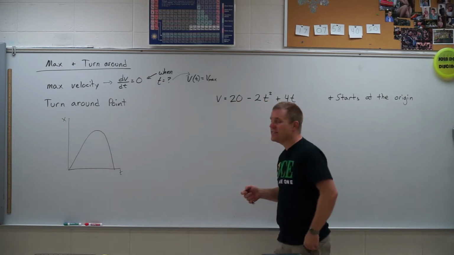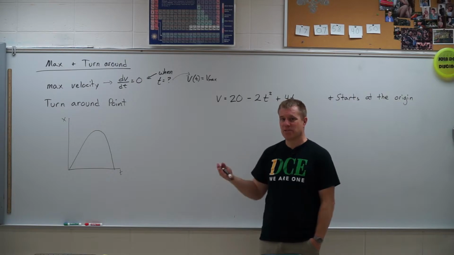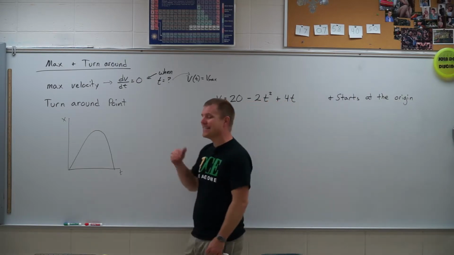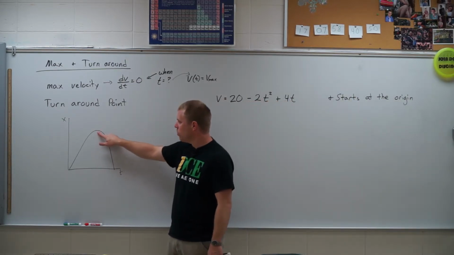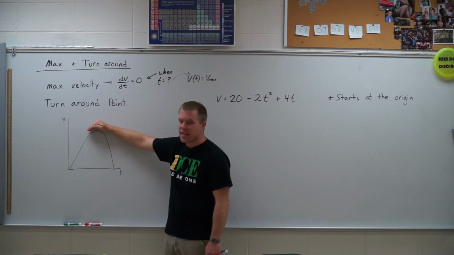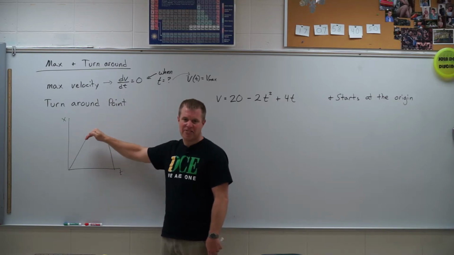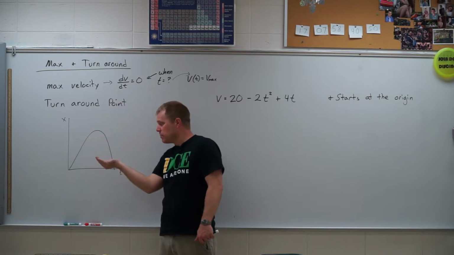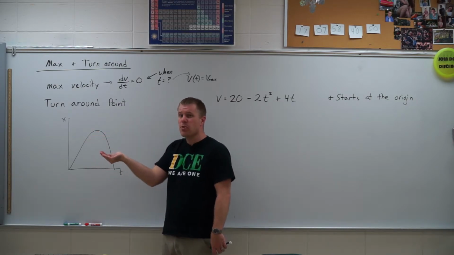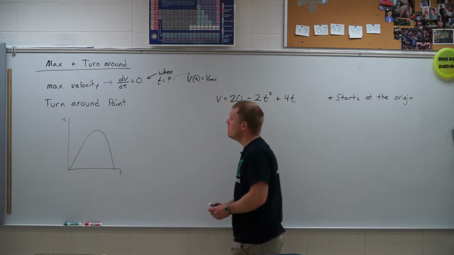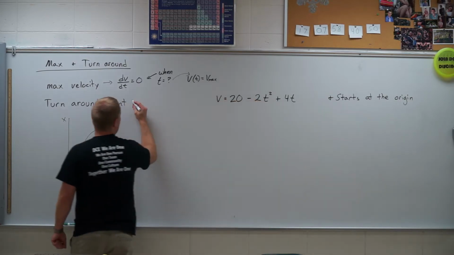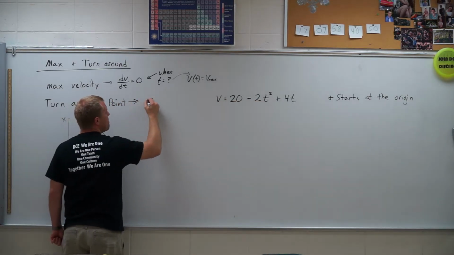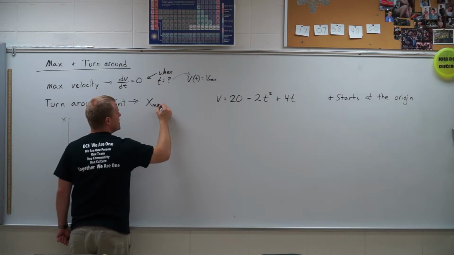So one way to double check to see if you have a max or a min is to look at the second derivative at this point. If the second derivative is negative, meaning its concavity is down, you have a maximum. If the second derivative is positive, it's concave up, you have a minimum. So a turnaround point is a fancy way of saying a maximum position.